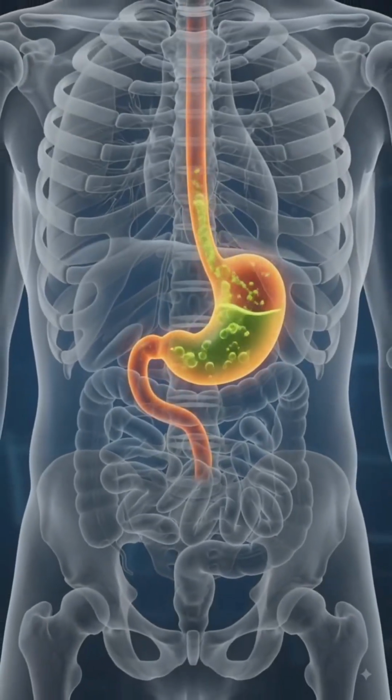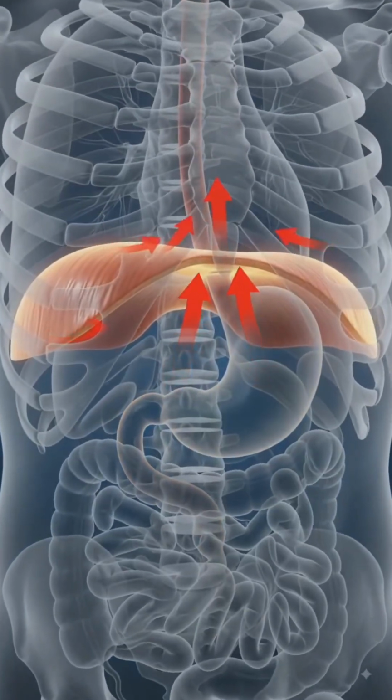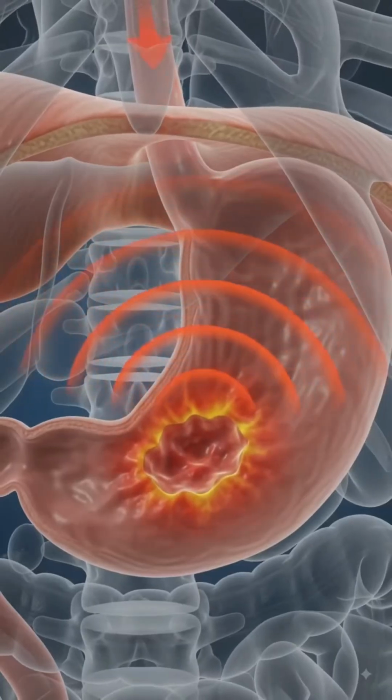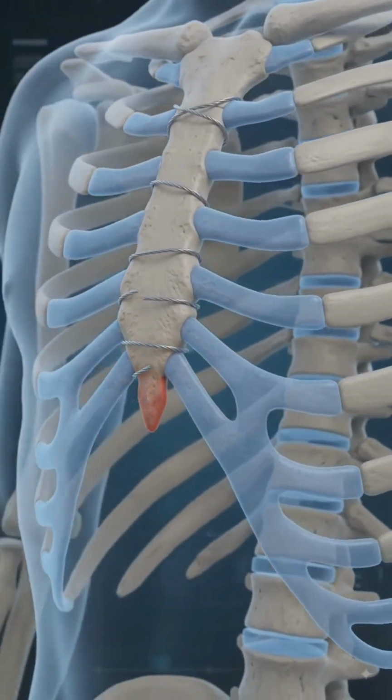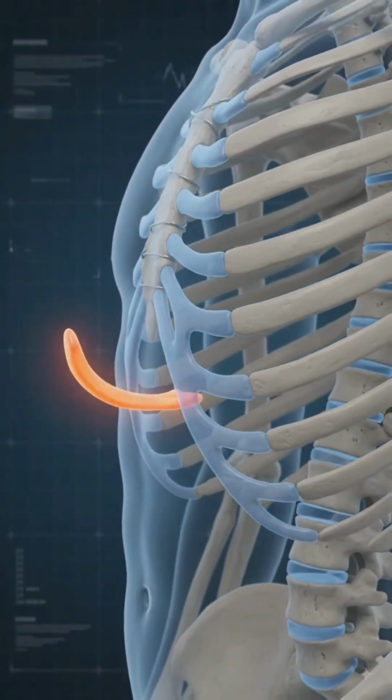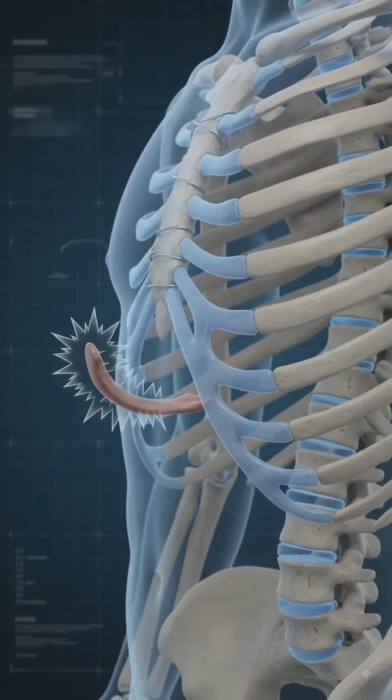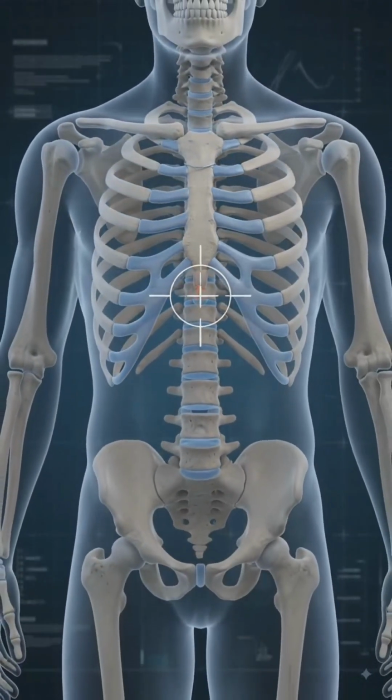GERD and acid reflux mimic this burning pain. Hiatal hernias exert physical pressure. Gastric ulcers radiate pain upward. Procedures like open-heart surgery can destabilize the xiphoid process. Also, an abnormally long process is prone to friction, leading to chronic nerve irritation.